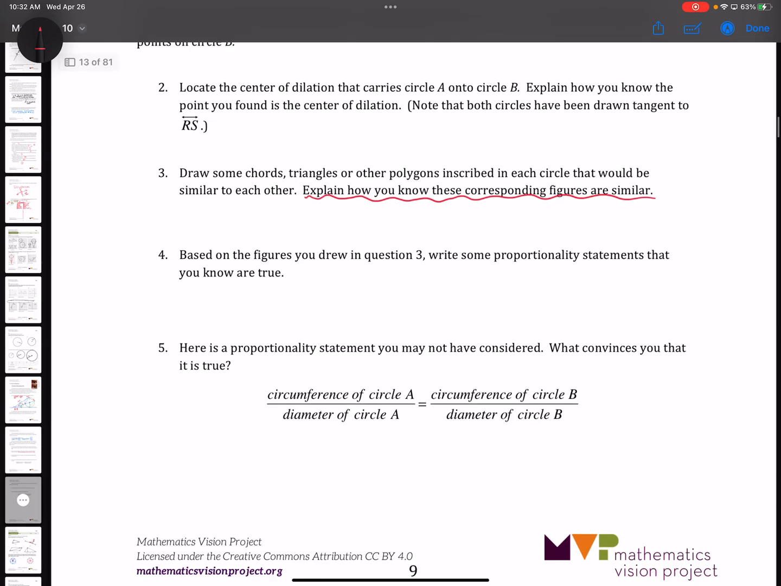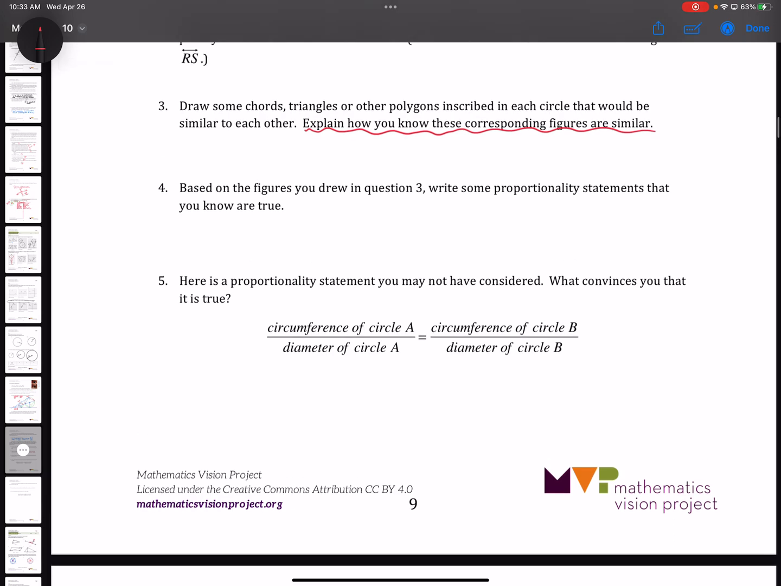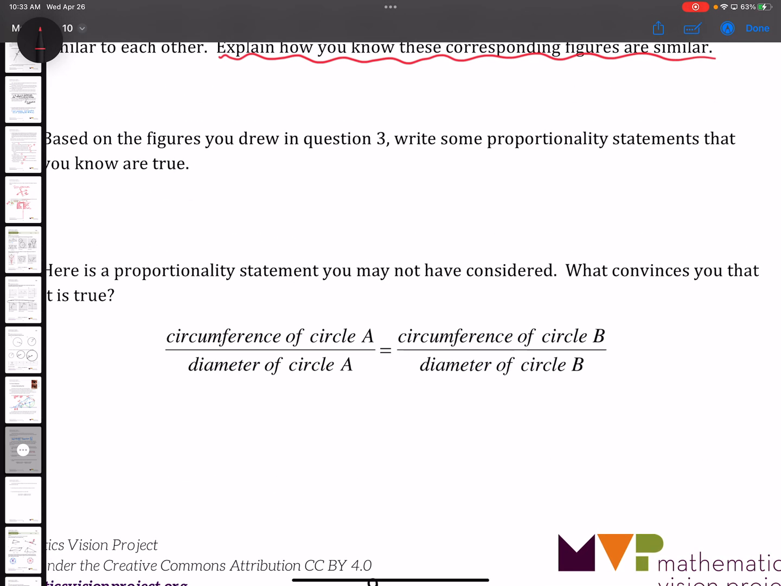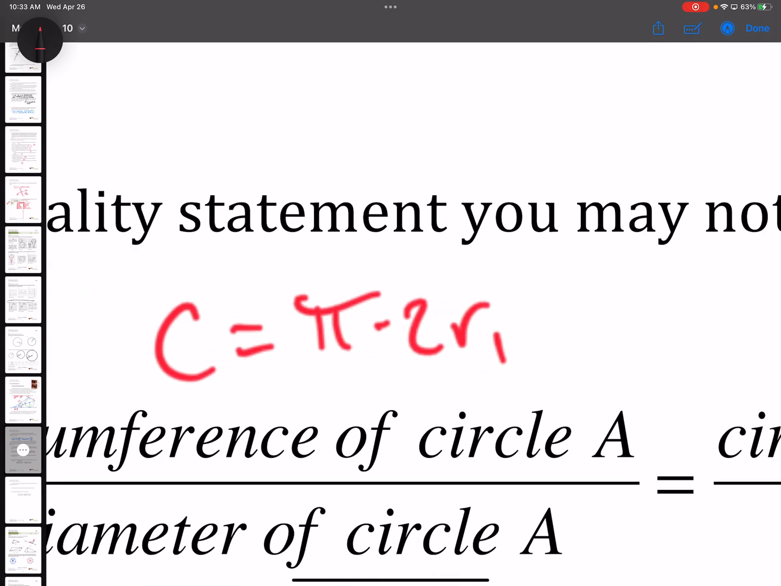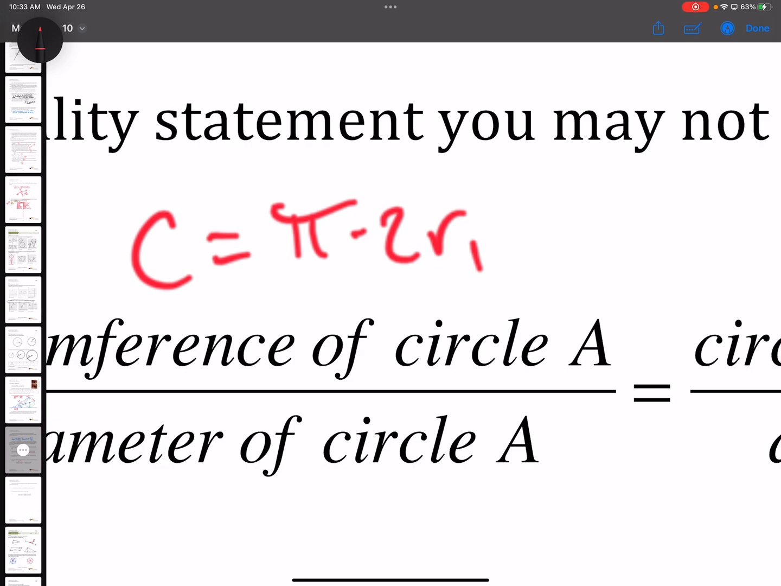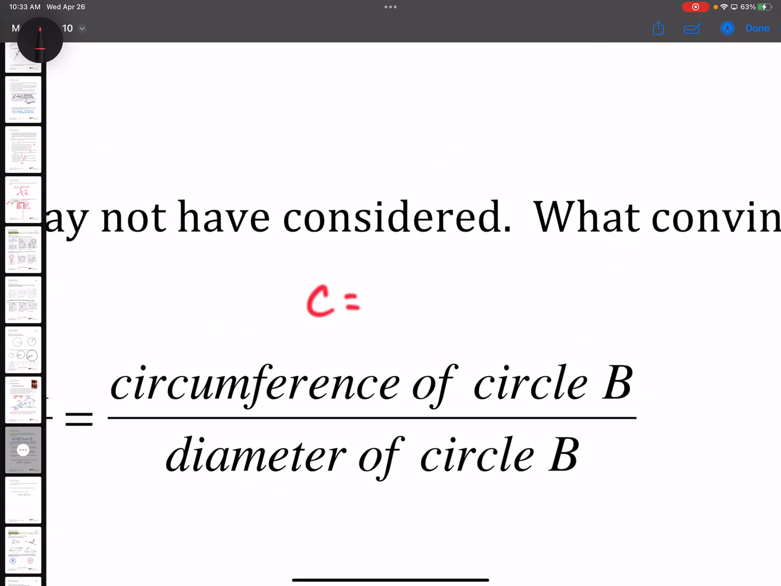Here's a proportionality statement that you may not have considered. The circumference of circle A divided by the diameter of circle A is equal to the circumference of circle B divided by the diameter of circle B. What is the formula for circumference? Pi times diameter. What's another way we could call the diameter? Pi 2r. Because remember that we only have the radius right now, right? So we could have pi times 2 r1, and over here, the circumference would be equal to pi times 2 r2.